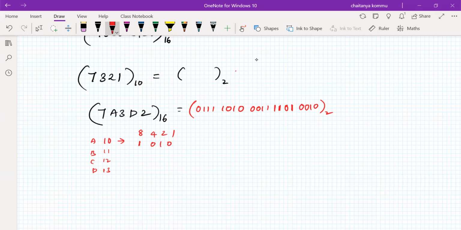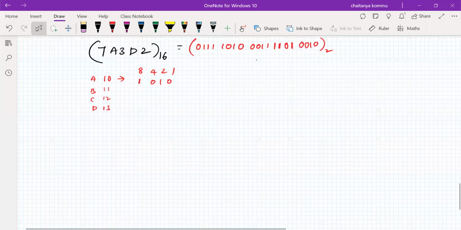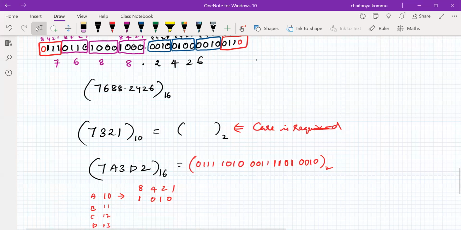But the only point we have to remember is that for decimal to binary number system, care is required. We will talk about this after some time. For any other number system, we don't have any problem. Is it clear to all of you? So find the minimum number of digits for a particular radix and use that many bits to complete the number.